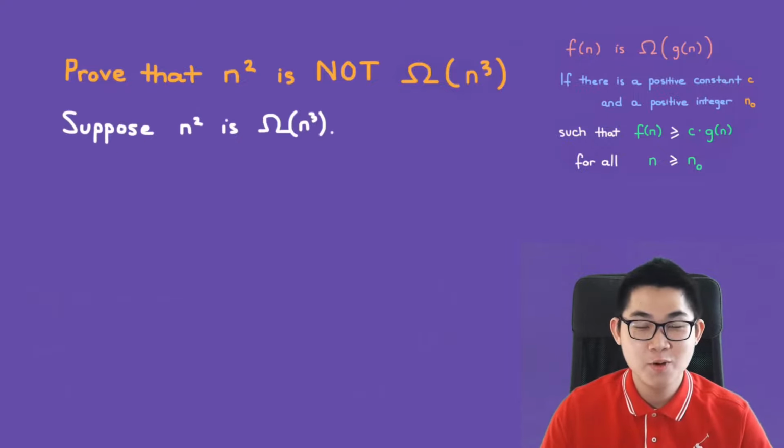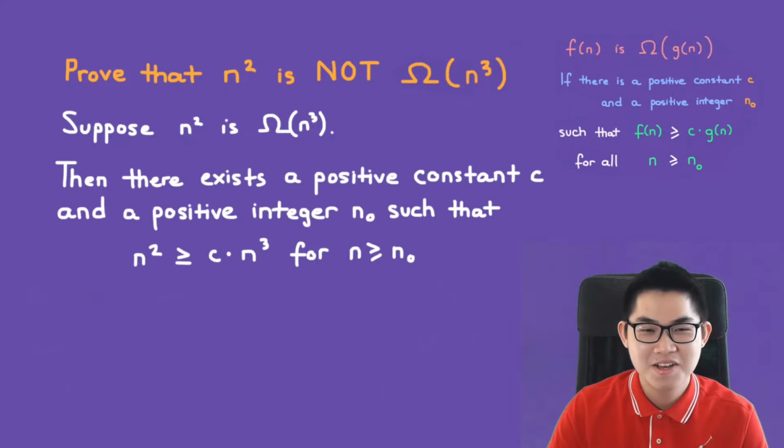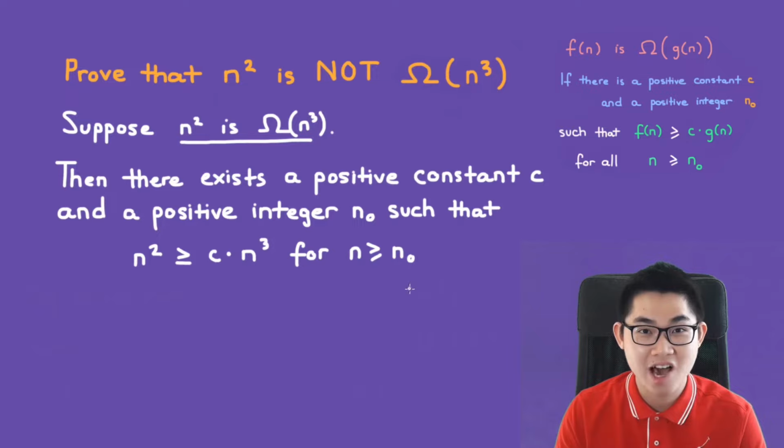We're going to use proof by contradiction. So suppose that n to the power of 2 is big omega of n to the power of 3. So if n squared is big omega of n to the power of 3, then this means, according to our formula, that there exists a positive constant c and a positive integer n naught, such that n to the power of 2 is greater than or equal to c times n to the power of 3, for n greater than or equal to n naught.